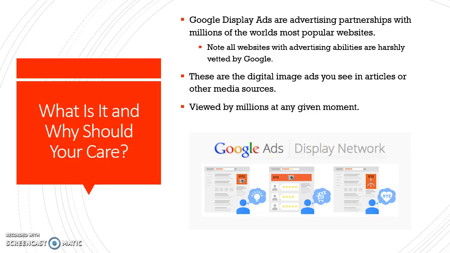Alrighty, so what is it and why should you care? So Google Display Ads are advertising partnerships with millions of the world's most popular websites. So these are websites like the New York Times, CNN, any kind of media source, big or small. This could even be, like I said, from people like the New York Times all the way down to someone who has a really popular car blog website, then you have the ability to put their ad on there.